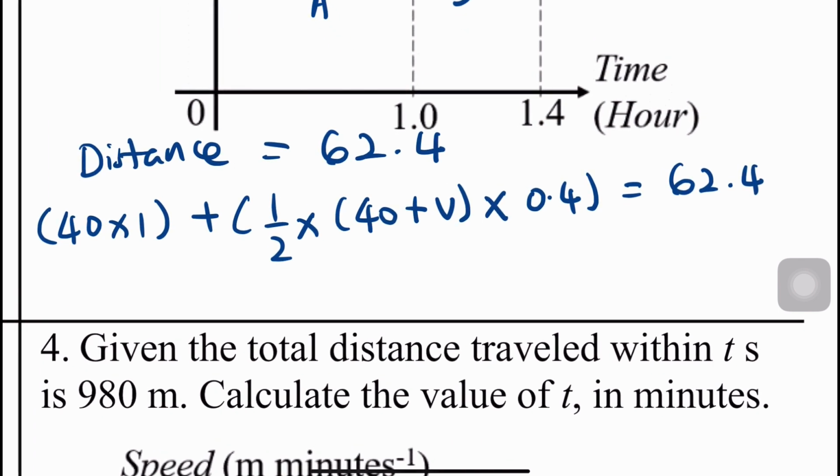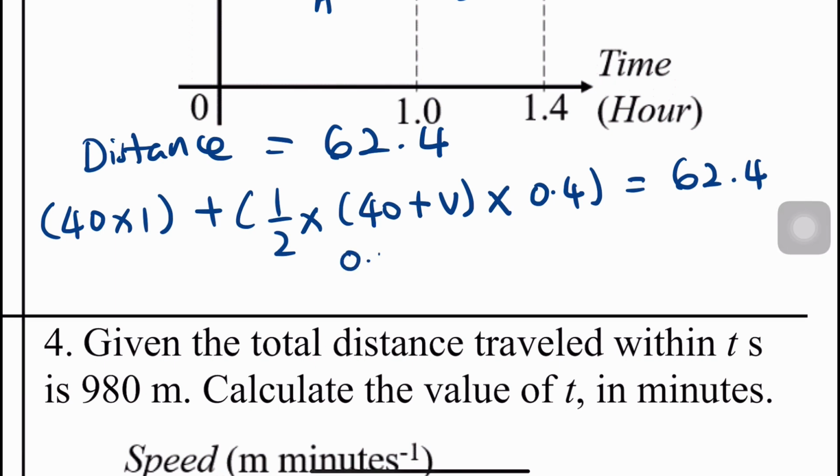Now this part nombor kan, 40 times 1 is 40. So kita boleh bawa dia ke sebelah. So dia akan jadi minus 40. So kita selesaikan dalam ni pula. So we have 1/2 times 0.4 is 0.2. So we have 0.2 (40 plus V) is equals to 62.4 minus 40.